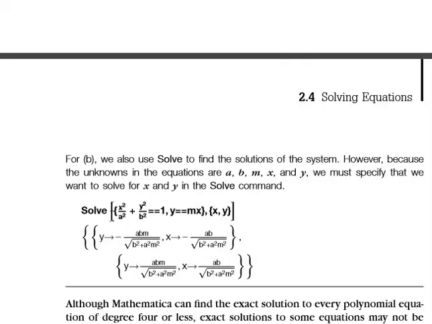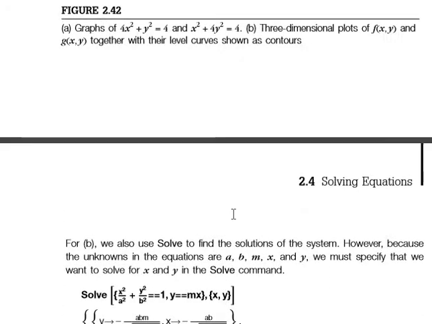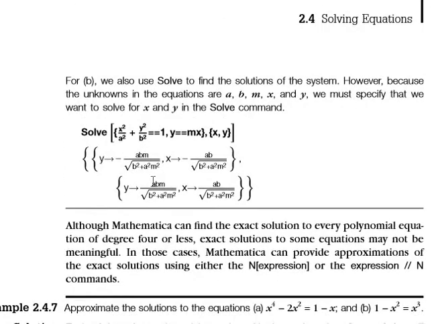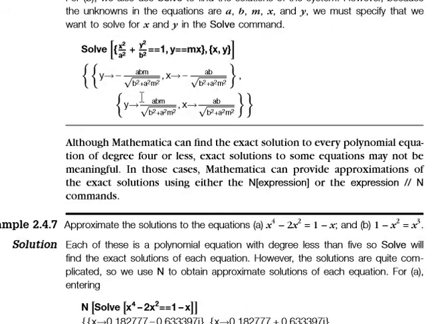Now we solve the second problem, that is x square over a square plus y square over b square is equal to 1, and y equal to mx. Here the variables are x, y, and we just have to enter. I am talking about this one. This is our question, and here two equations are given. We want to solve these two equations. Now we use the Solve command and get this result. This one is the answer after you put shift plus enter.